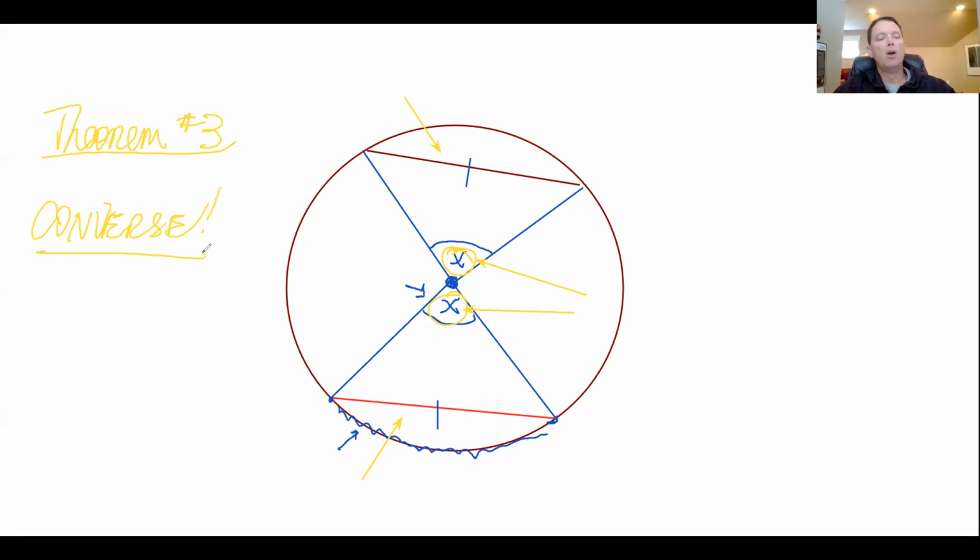What does the converse look like? Well, the converse will say, and again, have your notes out, have your theorems out, look at this again. I'm just reading off my theorem sheet here. So the first one says if two chords are congruent. The converse will say if the central angles that form two chords are congruent, that is, if those are congruent, then the chords are also congruent.